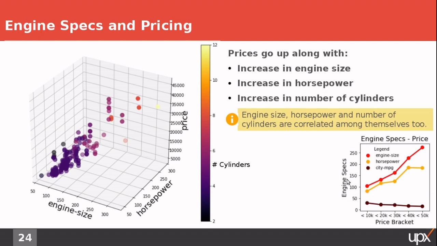The graph on the right hand side corner, it's a line graph showing the trend of engine size, horsepower, and the fuel efficiency. So engine size and horsepower goes up as the price range goes up, but the fuel efficiency comes down as the price increases.